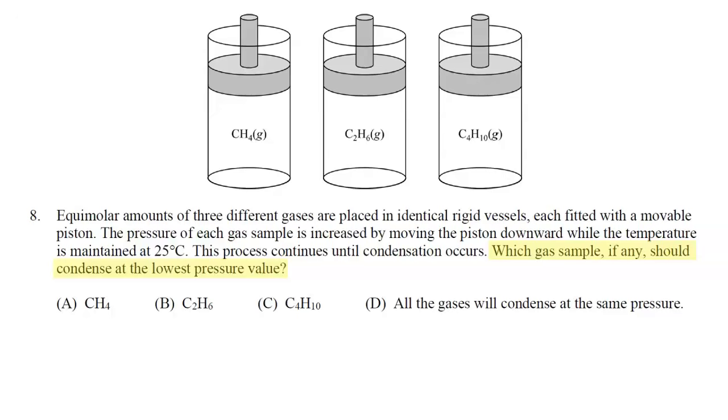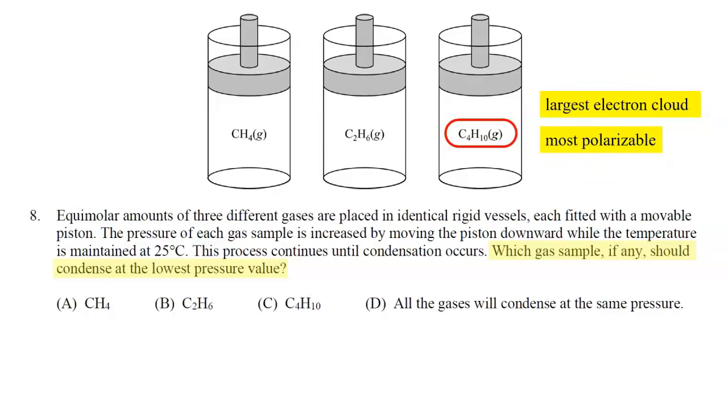So taking a look at each of these substances, hopefully you can see that C4H10 has the largest electron cloud. Therefore, it would be the most polarizable of these three substances, and therefore C4H10 would experience the strongest London dispersion forces. So the correct answer to question 8 is choice C, because C4H10 has the strongest intermolecular attractive forces, so it would be the gas sample that would condense at the lowest pressure value.